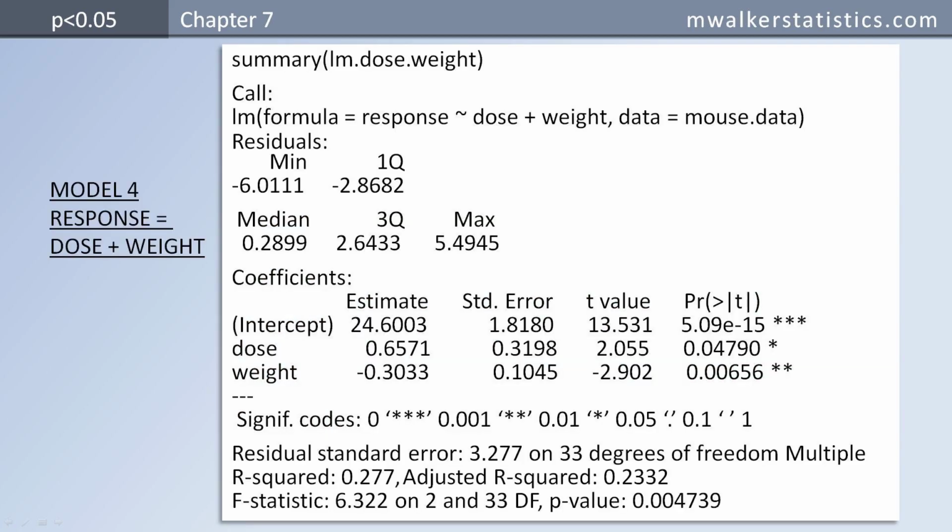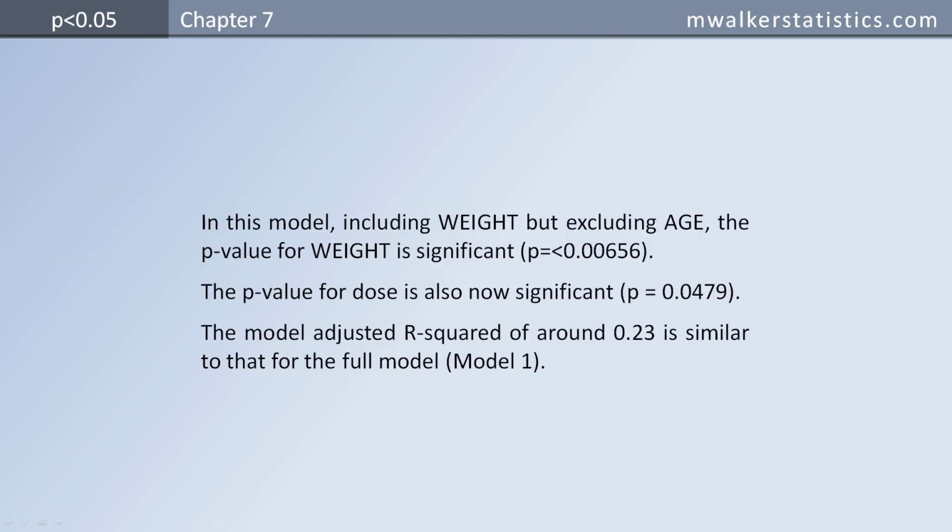Model 4, response equals dose plus weight. In this model, including weight but excluding age, the p-value for weight is significant. P equals less than 0.00656. The p-value for dose is also now significant. P equals 0.0479. The model adjusted R squared of around 0.23 is similar to that for the full model, Model 1.